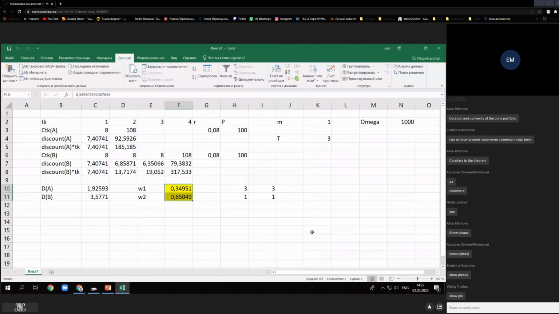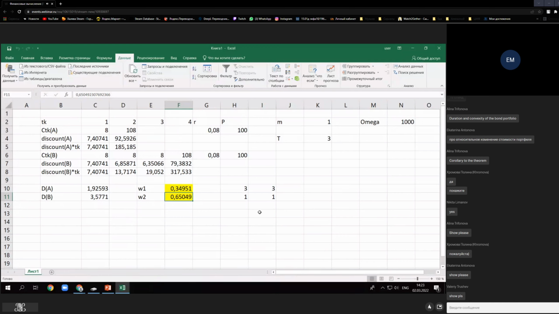So you have the weights at the initial moment of time. It means this sum of your investment must go to the first bond and this sum must go to the second bond. Everything is clear, I hope. Nothing difficult. At this moment, we have just constructed the first portfolio.